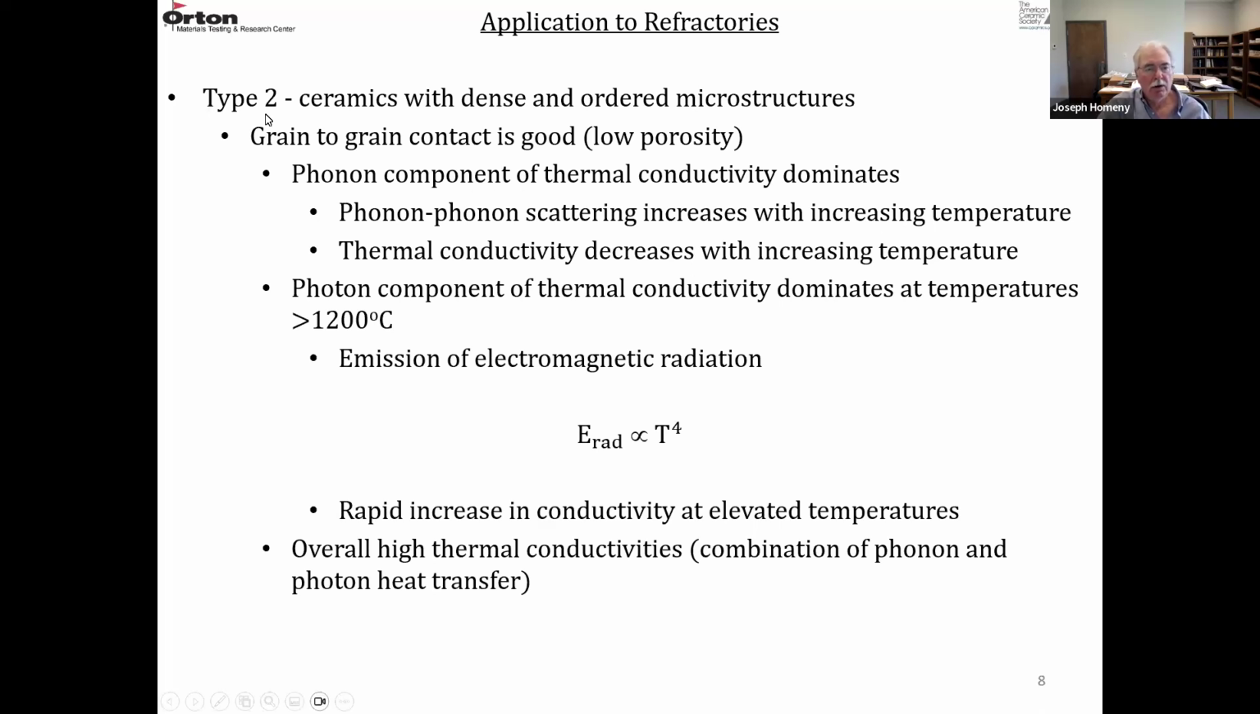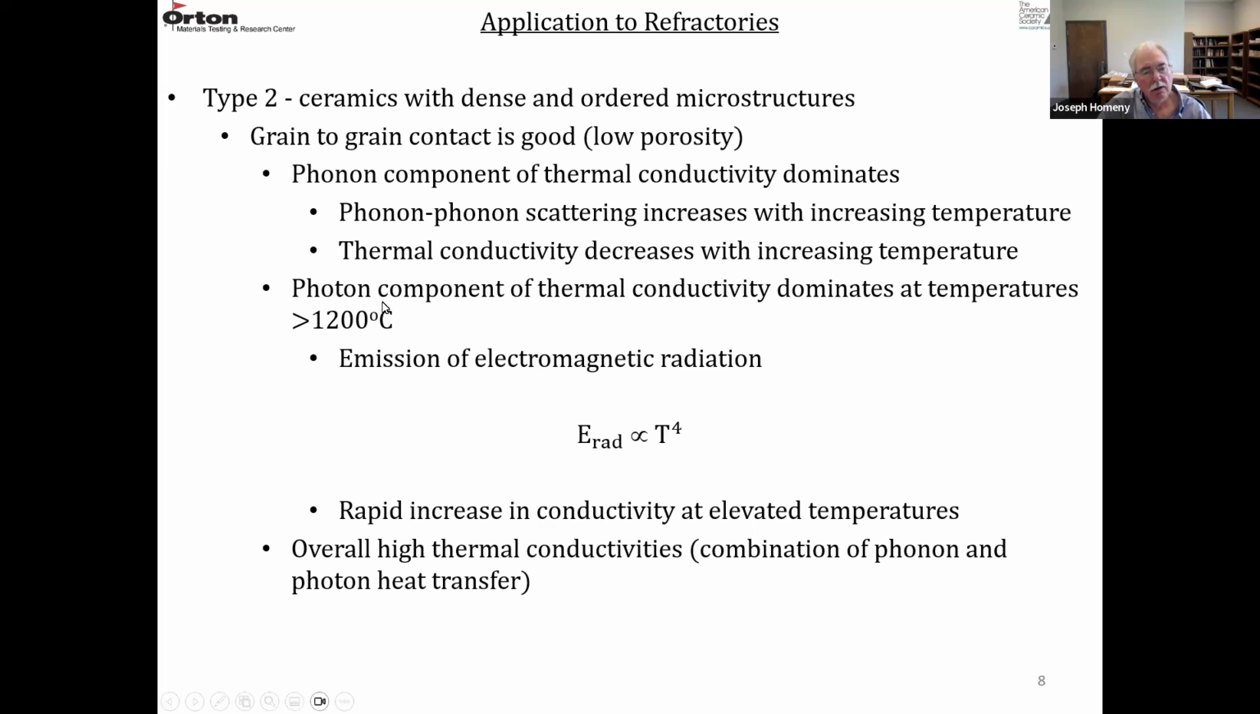The type 2 materials that are dense, good grain-to-grain contact, low porosity, the phonon component tends to dominate the thermal conductivity. The phonon scattering increases with increasing temperature, and therefore there's a thermal conductivity decrease with increasing temperature. And basically, above room temperature, it's that 1/T relationship until you get to a higher temperature where lattice scattering takes over and the conductivity tends to become constant.